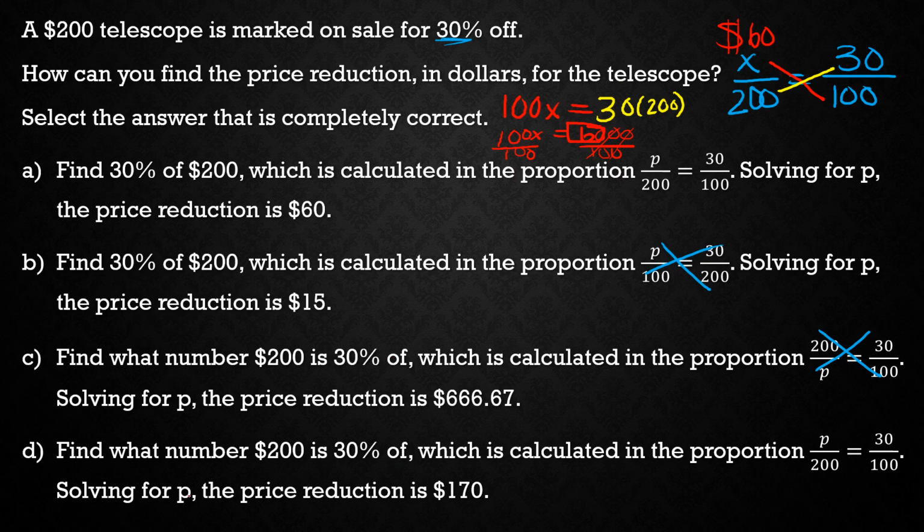So my last step is going to be looking at the second sentence. Here it says solving for P, the price reduction is 170. And on A it says solving for P, the price reduction is 60. So this is the choice I want to pick. So make sure that my proportion is correct and that I would be saving $60.